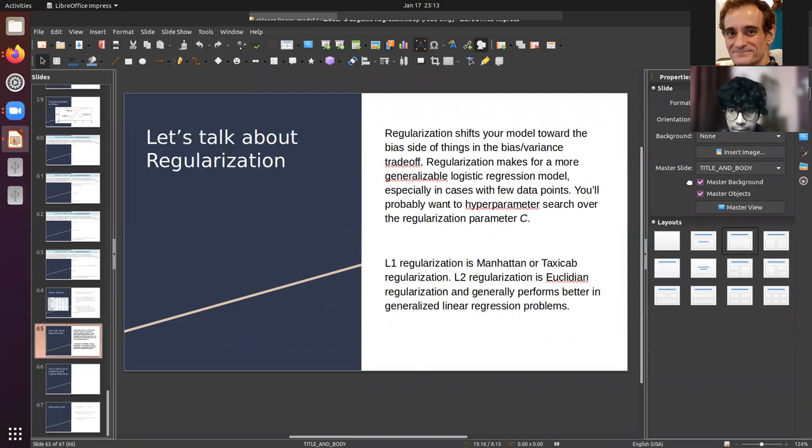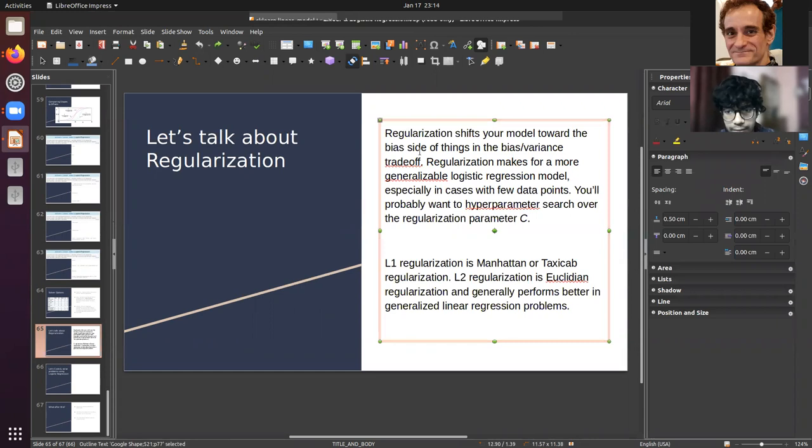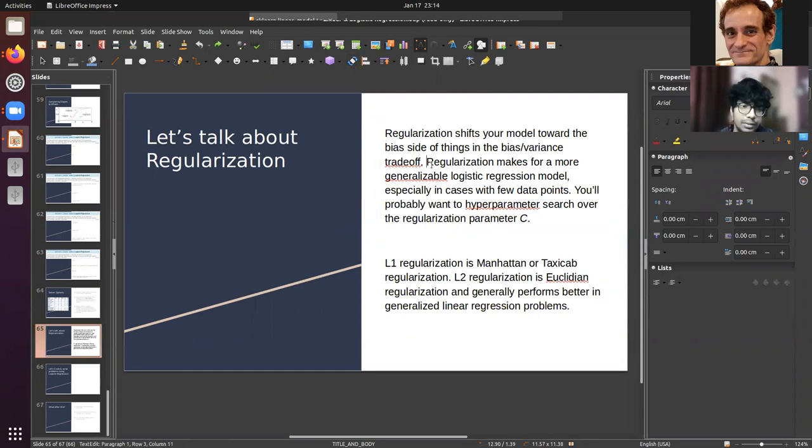So let's first talk about regularization. Regularization shifts your model towards the bias side of things. What is regularization? Any time you find your model overfitting, your natural instinct would be to perform regularization, and regularization makes for a more generalizable model. How does it do that? If your model is overfitting, that means it has high variance. If your model is underfitting, it has low variance or high bias. Do you understand bias versus variance? If not, check out my YouTube channel. There's a playlist, metrics evaluation, bias versus variance, pretty much explained.